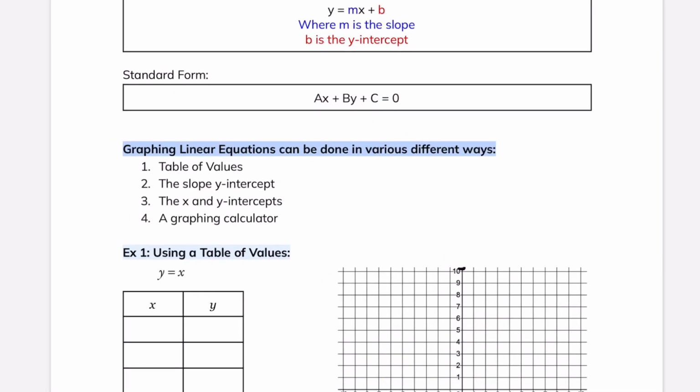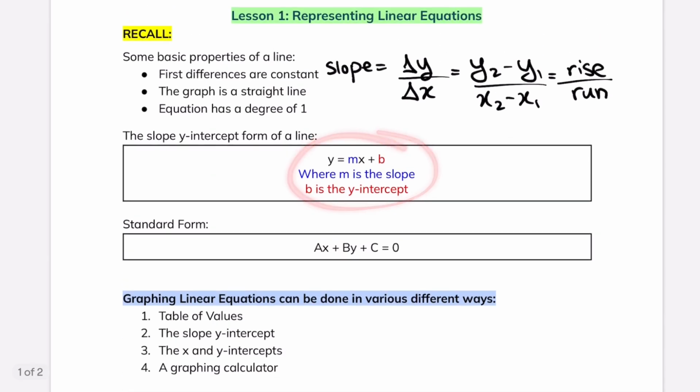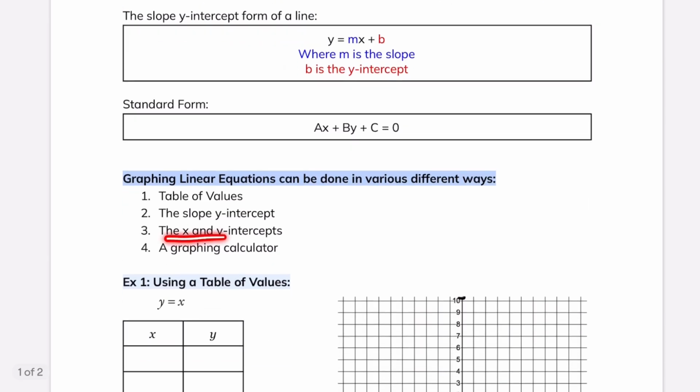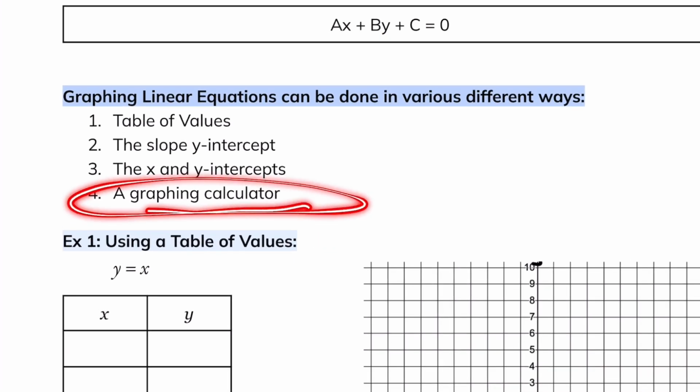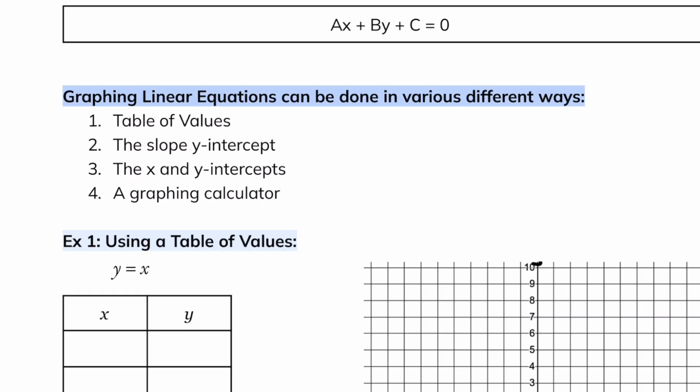So graphing linear equations can be done in different ways. We can use a table of values, which is usually what you're taught growing up. Two is the slope y-intercept form, which is this equation right here. The third is using the x and y-intercepts, and the fourth is a graphing calculator. Obviously on a quiz and test, you're not going to have a graphing calculator, but there are some really great ones online that you can use to check your work.